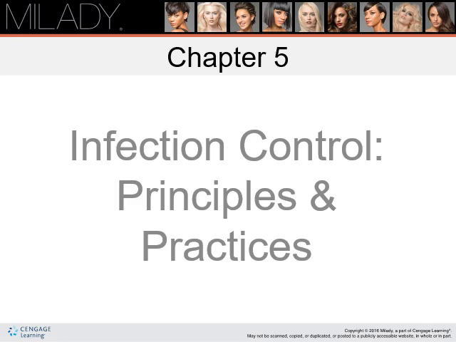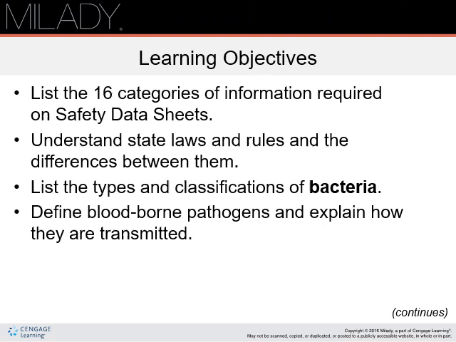Infection control principles and practices. Learning objectives for this chapter are to list the 16 categories of information required on safety data sheets.